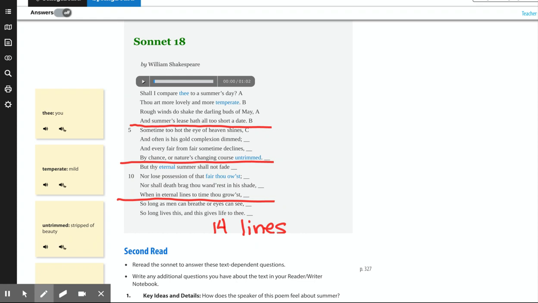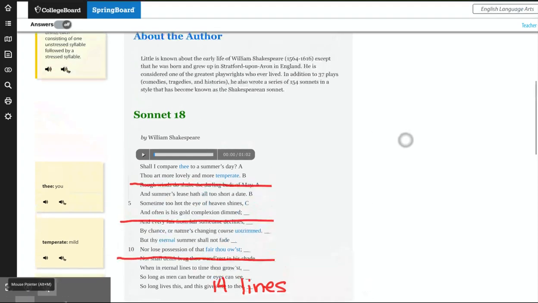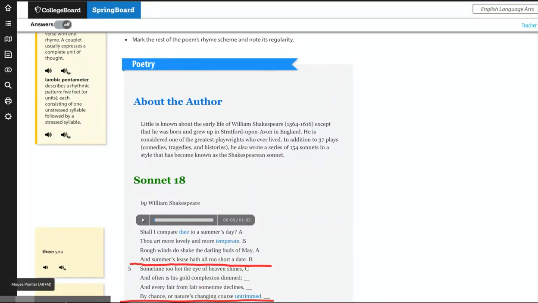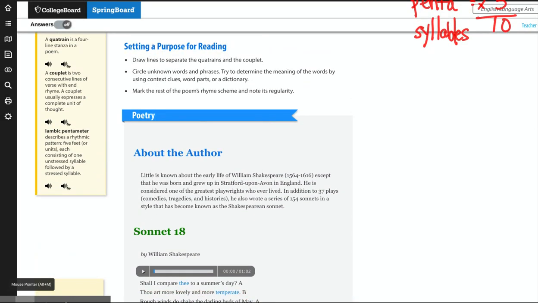All right, so I'm going to go back up here. I'm going to go back up, take a look at what we need to do next. So our next step is going to be circle unknown words or phrases. So I'd like you to do that as we look at it.